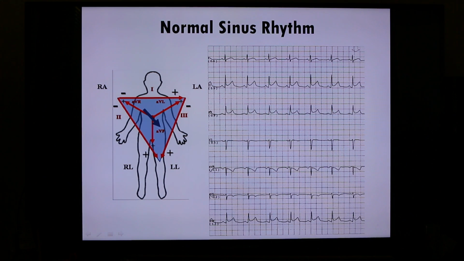Lead 2 records the voltage difference between the right arm and the left leg, with a positive pole on the left leg. As a general rule, an impulse going to the positive pole of a lead will create a positive or upright EKG deflection. So lead 2 will generate a positive deflection because the cardiac electrical impulse is moving from the right upper to the left lower part of the body, or towards the positive pole of lead 2. For AVR, the complexes are predominantly negative because the impulse is traveling away from its positive pole.